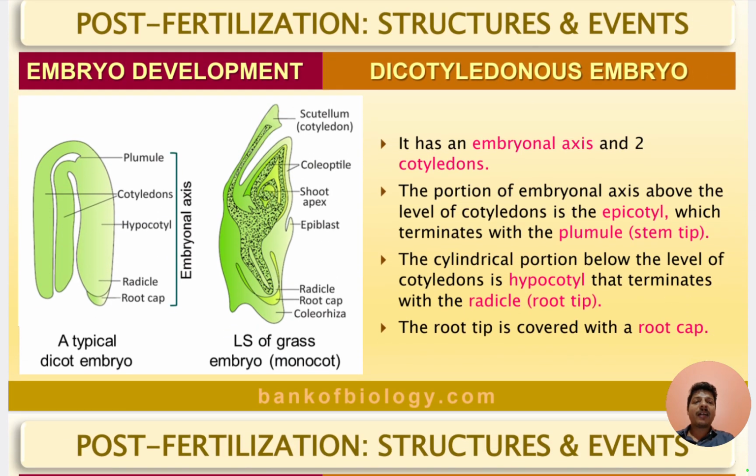First of all, dicotyledonous embryo. It has an embryonal axis and two cotyledons. Embryonal axis, here it is given, and two cotyledons. The portion of the embryonal axis above the level of cotyledons is called epicotyl, which terminates with the plumule or stem tip.